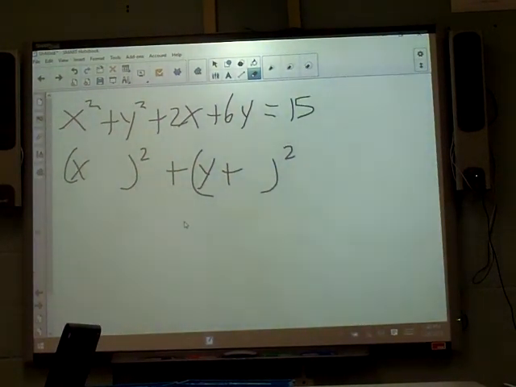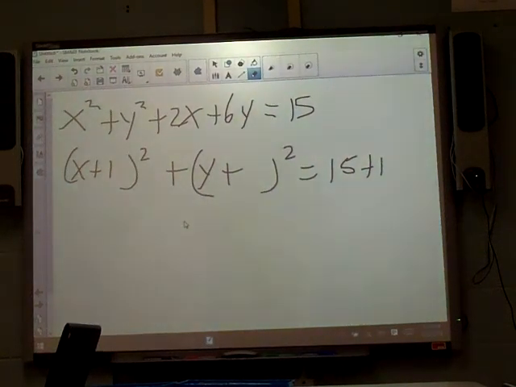Okay? But I just can't add a 1 to something magically. If I add a 1 here, what do I got to do to that 15 over there? Add a 1 also there. So we got that first parentheses there. I'm going to have that x plus 1 squared. And over here, so far, I got 15 plus 1. Now we got to figure out about the y's.